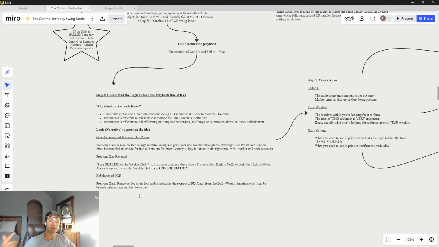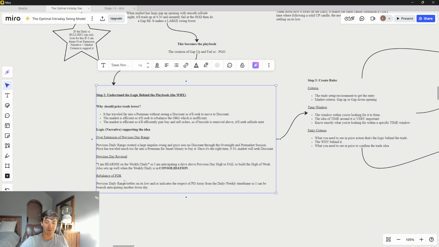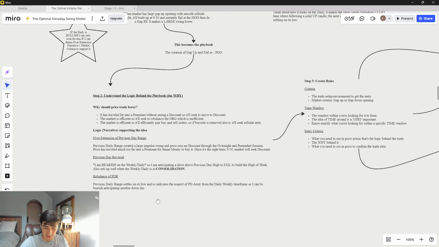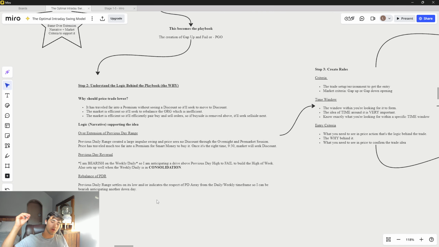When I'm bearish on the weekly and daily, anticipating the market to form a high of the week, I'm looking for a drive above the previous daily high to fail. The logic behind it. And then simply I rebalance at the previous day range. The previous daily range settles on its low and indicates respect of the PD array from the daily/weekly time frame, so I can be bearish anticipating another down day. So you have to make that move make sense. The narrative behind the playbook is simply making the move make sense. It's the why behind it.